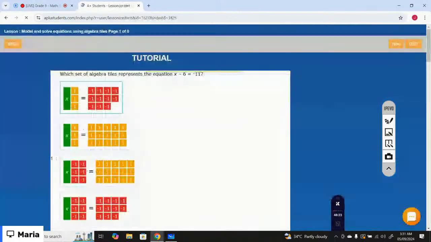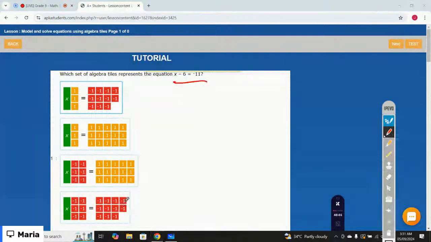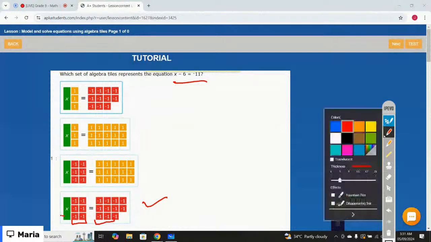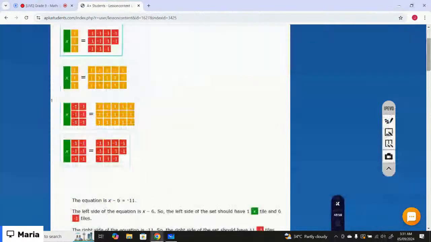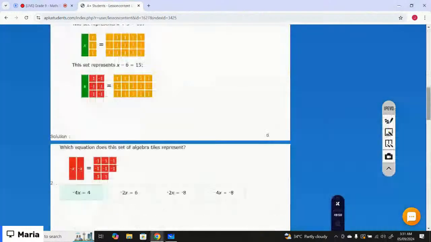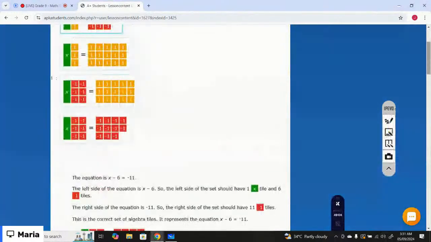Which set of algebra tiles represents x minus 6 equals negative 11, right? So here you need to understand some basic things. Let me just explain. The negative numbers are always represented by the red tiles, right? So you are given x minus 6 equals negative 11, right? So this is the correct option. This is x, this is negative 6, and this is negative 11. So option number 4 is the correct option, right? D is the correct option.